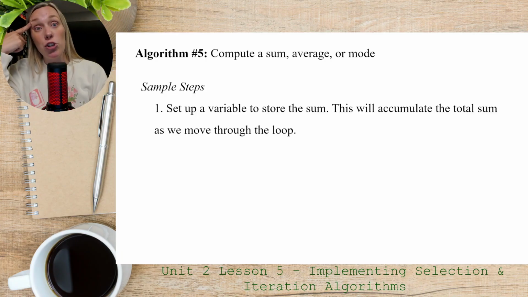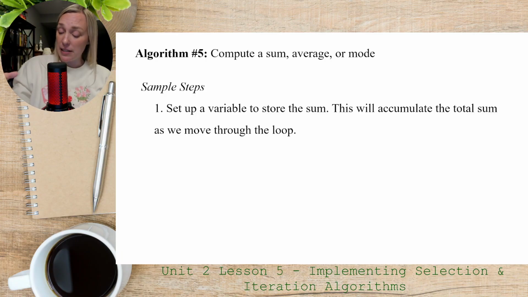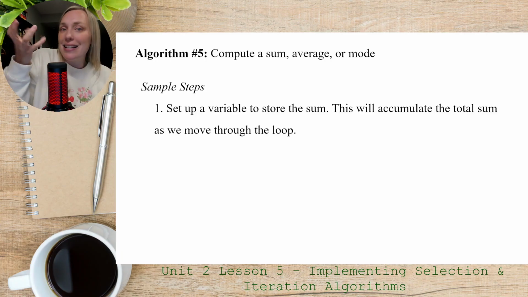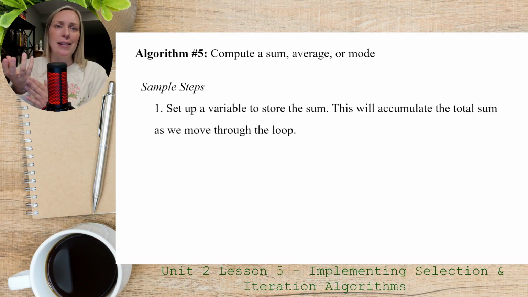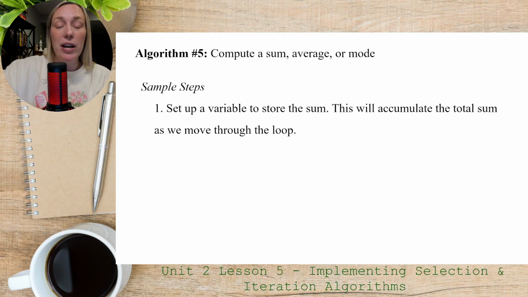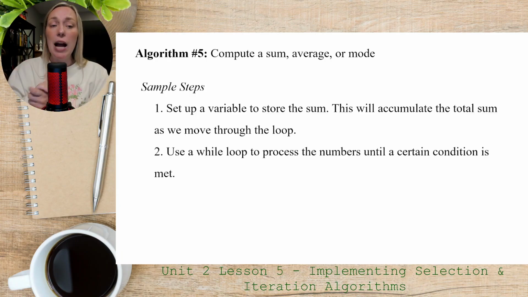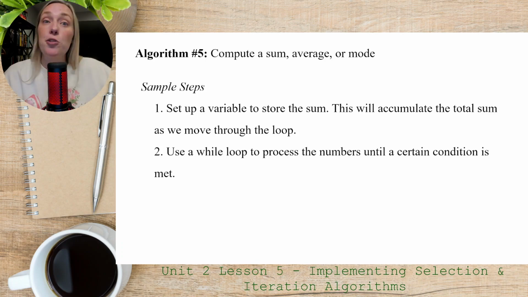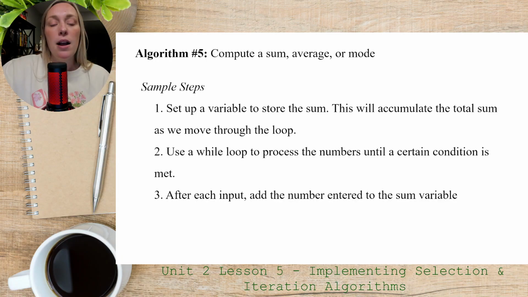Now, if my instructions were just to compute a sum, perfect. I've accumulated all the numbers throughout the loop and I can print the sum. If I'm looking for an average, well, I needed to find the sum anyway in order to find that average. Now, if I'm looking for a mode, I have to do something a little bit different, but we'll get into that with data structures. Now, while we're using a loop to process those numbers, we want to keep going until a condition is met. Like if the user enters 0, then we quit. After each input, we add the number to the sum variable.